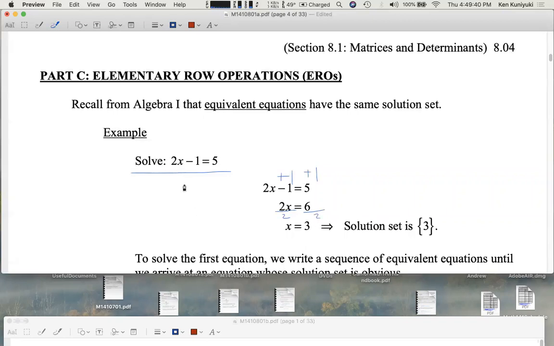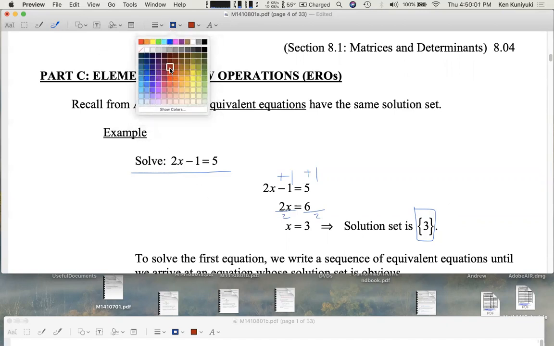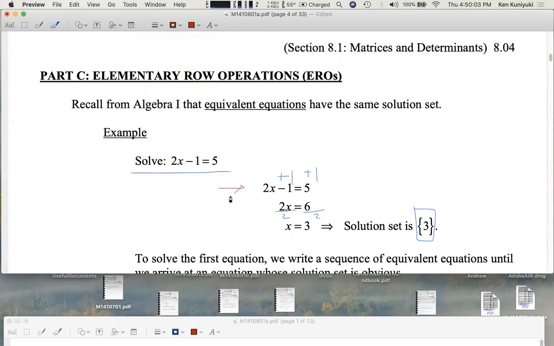Remember, the answer to solve an equation problem is technically a solution set. It's the set consisting of the sole solution, 3. Now notice that the solution set applies to all 3 of these equations. 3 is the only value for x that will work in all 3 equations. And all 3 of these are equivalent equations. These are equivalent equations because they have the same solution set.